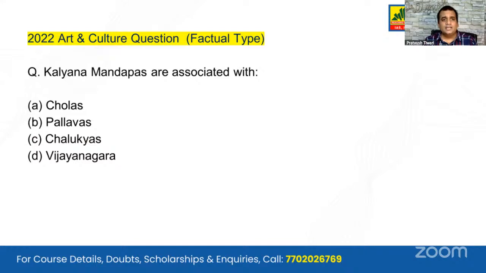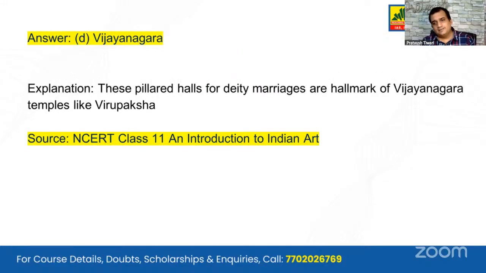The next question, art and culture, a factual type question: Kalyan Mandapa. Now, Kalyan Mandapa is related to Vijayanagar. And again, this is not a common book. We're talking about An Introduction to Indian Art. Many students, many aspirants, have tried to follow Nitin Singhania, and Nitin Singhania's book is very thick. You also have to think from the perspective of return on investment. What is the ROI? Then An Introduction to Indian Art can be a very good supplement for that.